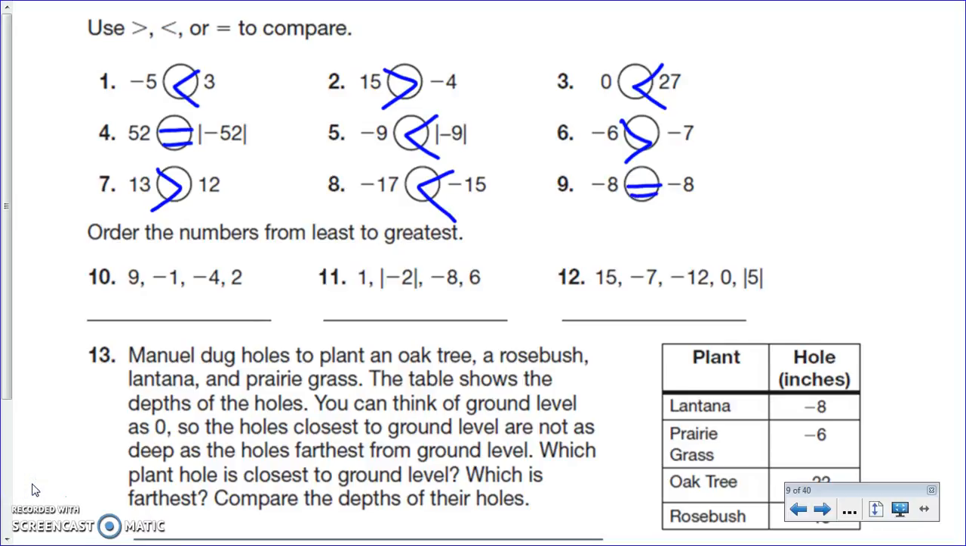For 10, we need to order the numbers from least to greatest. So we have 9, -1, -4, and 2. -4 is furthest to the left on the number line, so that's the least, followed by -1. Then we just need to put in order the positive numbers, and we know 2 is going to come next, followed by 9.